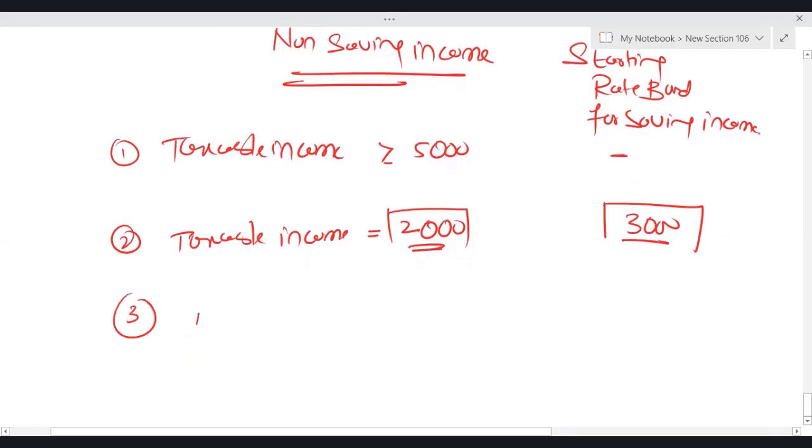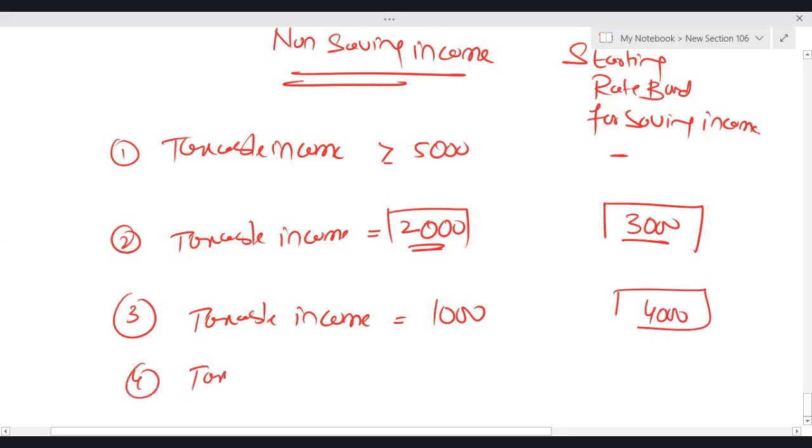Third possibility, assuming taxable income in the column of non-saving income after deducting the personal allowance is 1,000, then you will get a starting rate band for the saving income of 4,000 pound. Finally, if taxable income in the column of non-saving income after deducting the personal allowance is 0, then you will get a starting rate band of the entire 5,000 for the saving income.